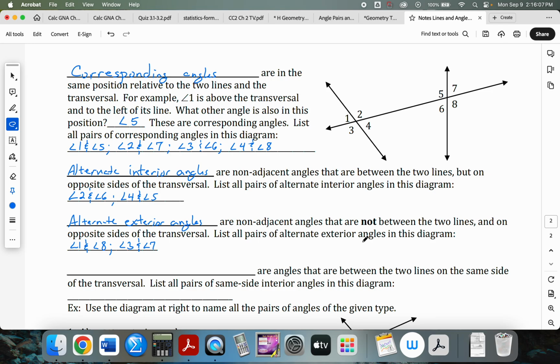And then the last type that we're going to learn about today are called same side interior angles. Those are the angles that are between the two lines on the same side of the transversal instead of on opposite sides of the transversal. So that would be like, for example, angle 2 and angle 5. And angle 4 and angle 6.